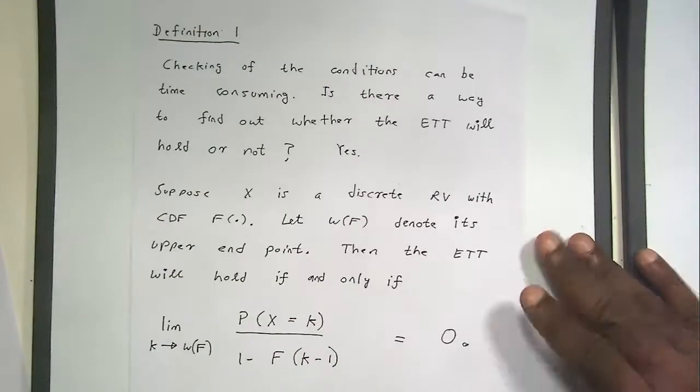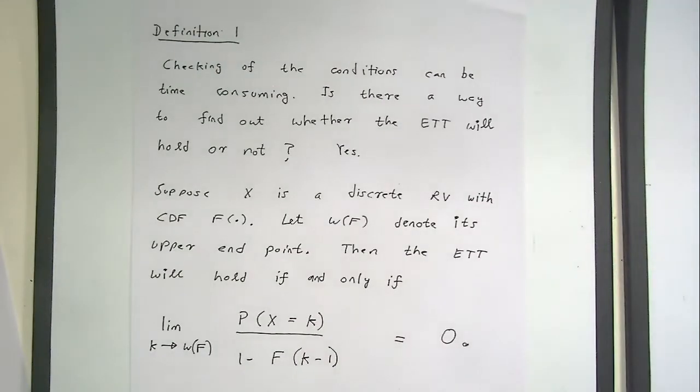And that's all we did. Then I talked about definition one. I went back to definition one. You may recall that in definition one, to check whether the ETT holds, we need to check three conditions. Condition one, condition two, condition three. If condition one is satisfied, the limit will be Gumbel. If condition two is satisfied, the limit will be Frechet. If condition three is satisfied, the limit will be Weibull.